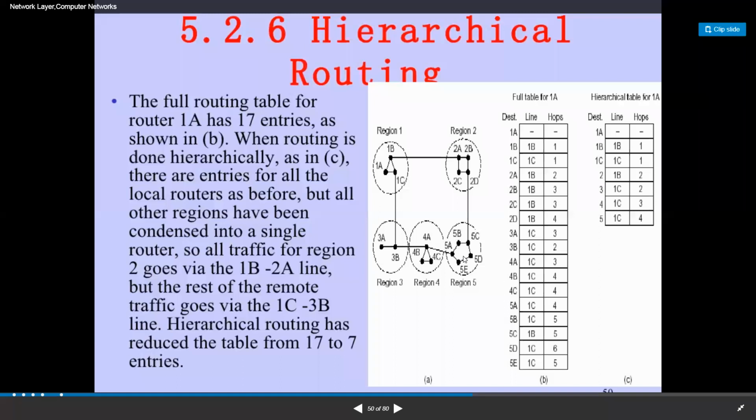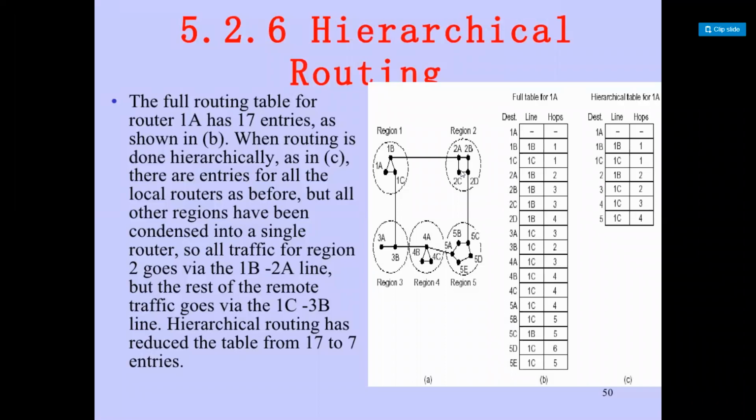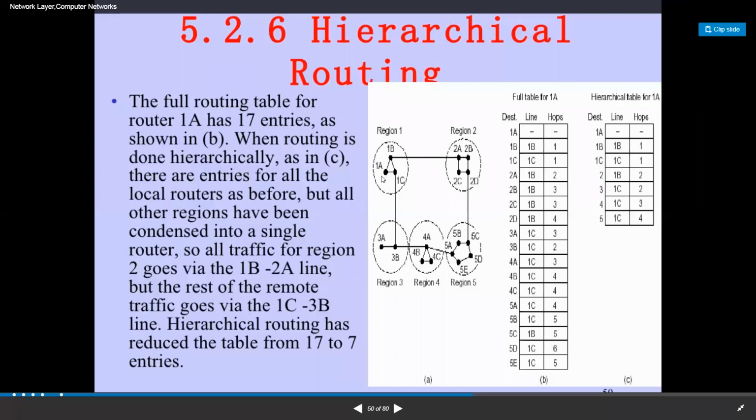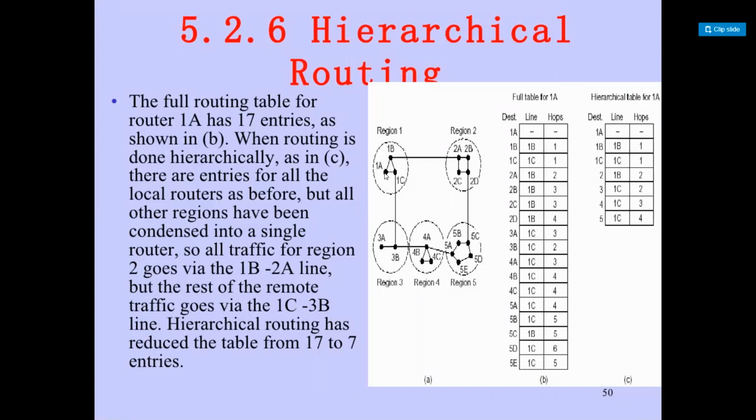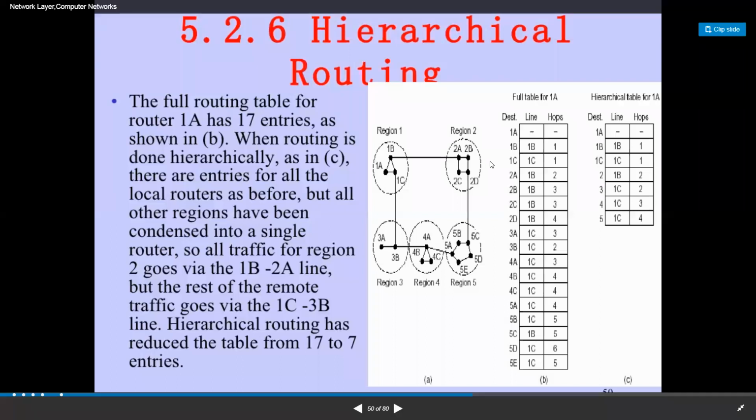Total how many? 3 plus 4 is 7, plus 2 is 9, plus 3 is 12, plus 5 is 17. That means in this example we are having 17 entries in each routing table. At each router we are having one routing table containing 17 entries, and the same applies for all 17 routers. That is the previous case.